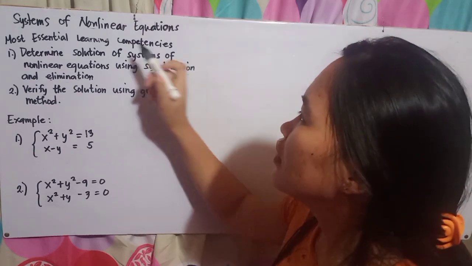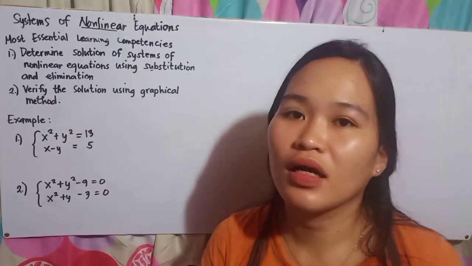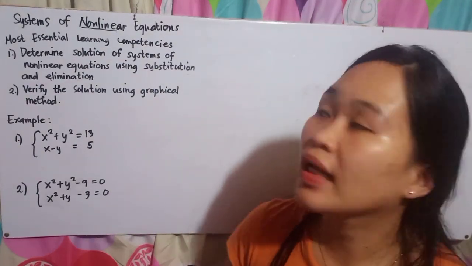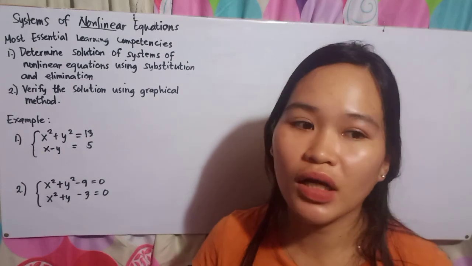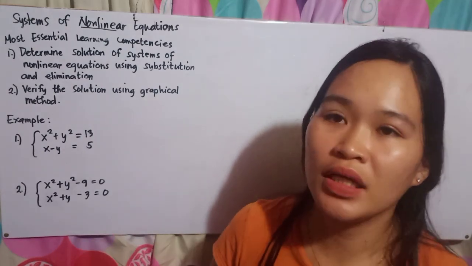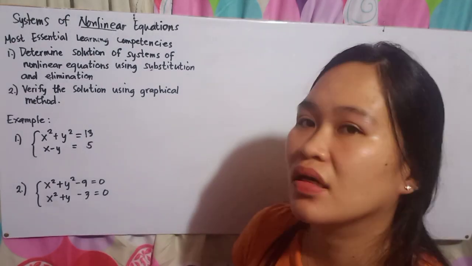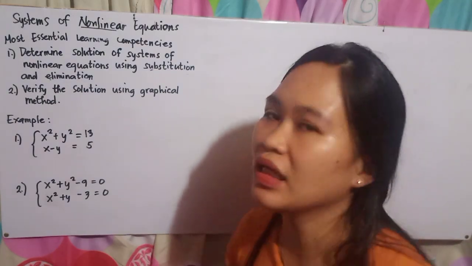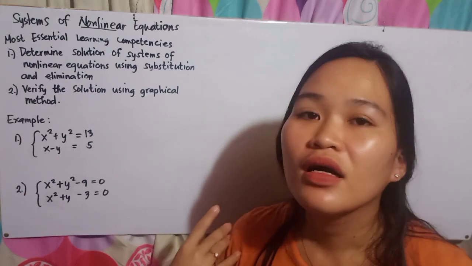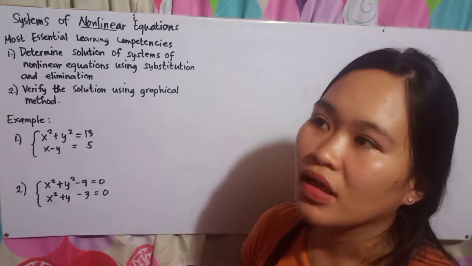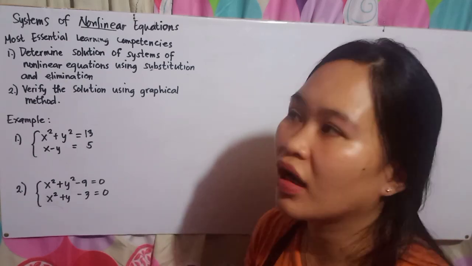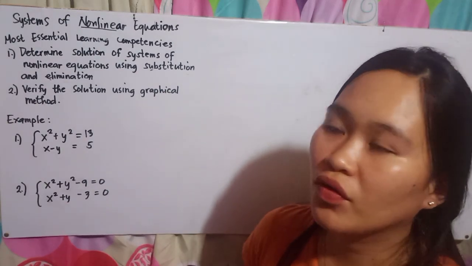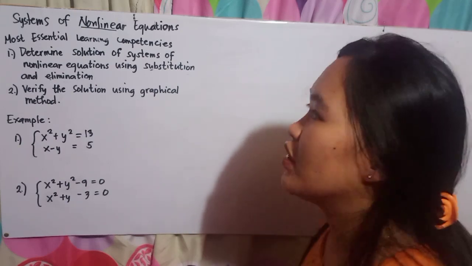So when you say nonlinear, it is a system of equations with at least one nonlinear equation. So at least one equation is not linear. When you say linear, the highest exponent is 1. When you say nonlinear, it is possible that the given equation has an exponent of 2, 3, or 4 and so on, a nonlinear equation.